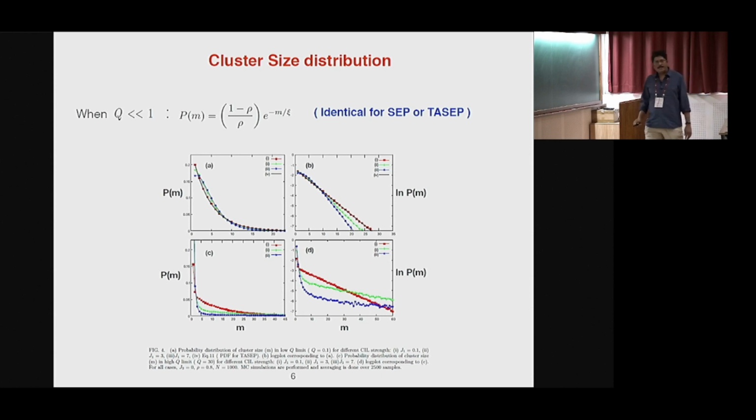On the other hand, as I go to this high Q regime, where the switching rates are relatively much smaller than the hopping rate, then what you notice is that, of course, the average cluster size increases, but you also notice that the tails of the distribution still continue to be exponentially distributed, which is shown by this similar plot.